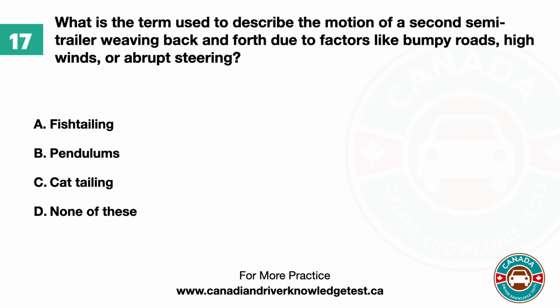Question 17. What is the term used to describe the motion of a second semi-trailer weaving back and forth due to factors like bumpy roads, high winds, or abrupt steering? A. Fishtailing. B. Pendulums. C. Cattailing. D. None of these. The answer is A. Fishtailing.